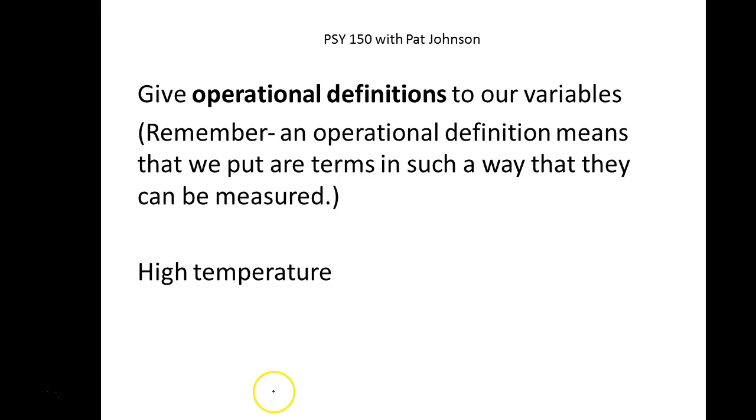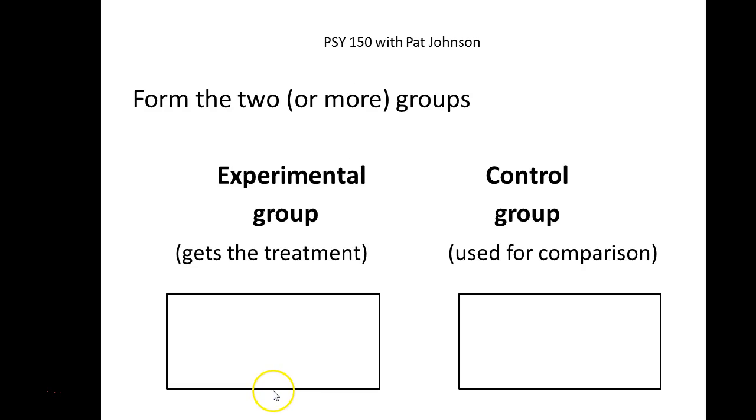So let's skip ahead for just a second. The two or more groups in an experiment are the experimental group and the control group. The experimental group is the group that gets the treatment, and the control group is the group that does not get the treatment. So for example, if we're talking about people getting heated up or high temperature causing lower grades, the experimental group would be the group that gets heated up, and the control group would be a group that would not be heated up. They would be used for comparison.